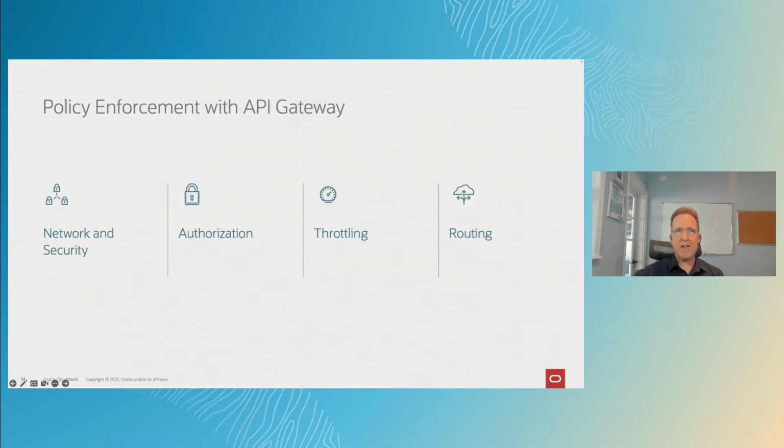So the gateway itself deals with policy enforcement. So it's network and access security. It's also authorization, making sure that the client should be able to invoke a particular API. It throttles access to make sure that no client can overconsume the backend services. And it also handles routing, so clients are not aware of the backend implementations. So now I'm going to go into a couple of the different features that we've been working on.